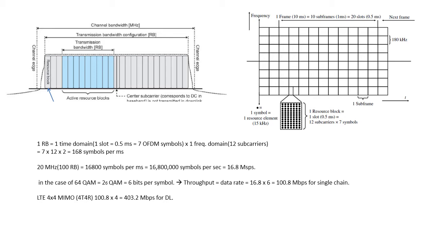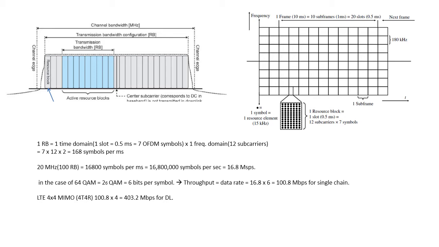So if we want to know how many symbols that resource block carries, we compute 7 times 12 times 2. This 2 comes from the fact that each resource block has a slot of 0.5 millisecond, but if we want to know the total number of symbols per millisecond, we times 2. So this is the result: we have 168 symbols per millisecond for each resource block.